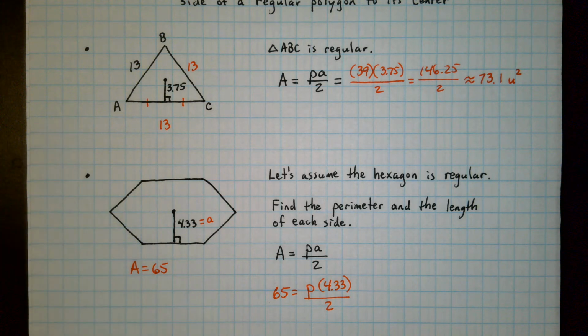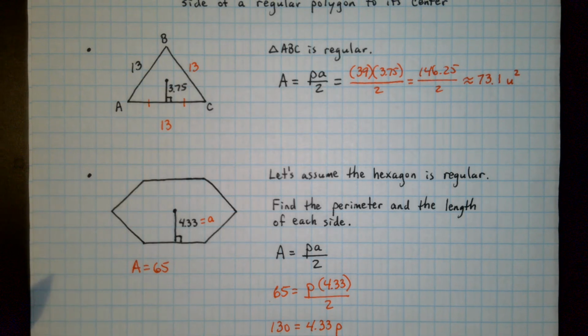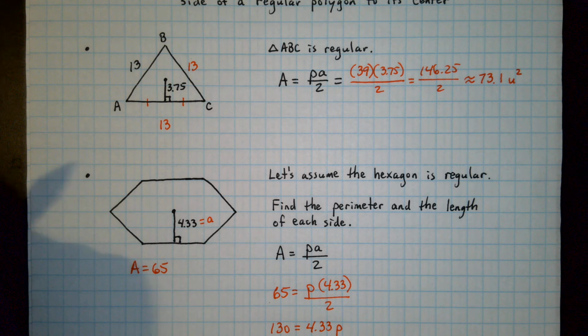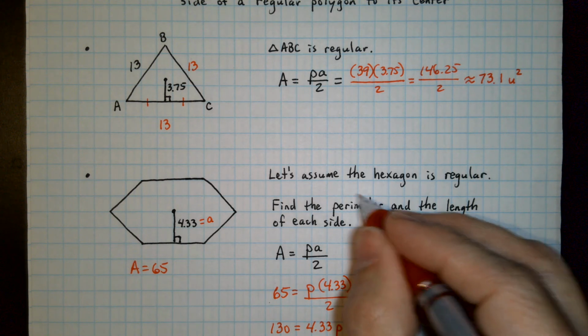65 times 2, if we're multiplying on each side by 2, we get 130. Over here, 4.33p, and then we divide that by 4.33. And that gives us right at 30 for the perimeter. So we found the perimeter.